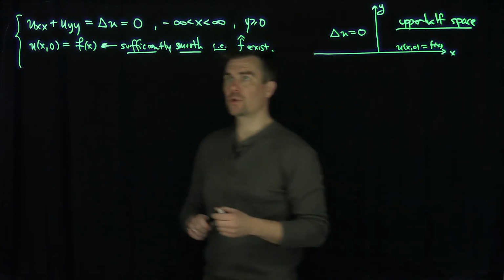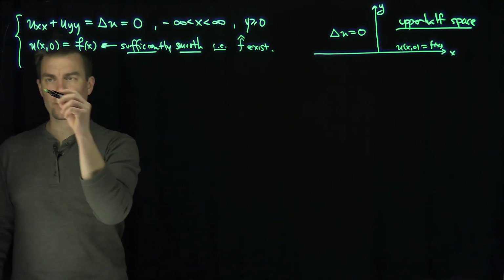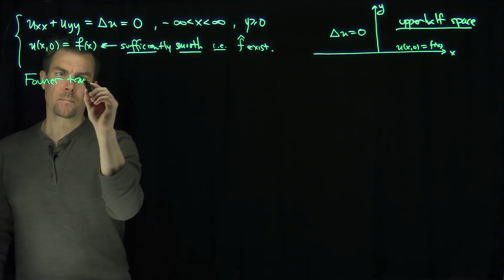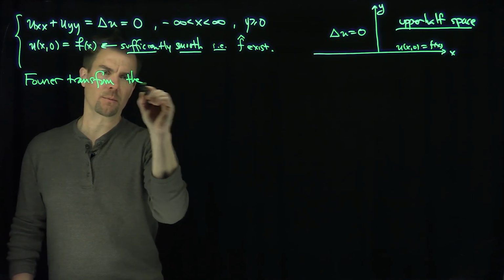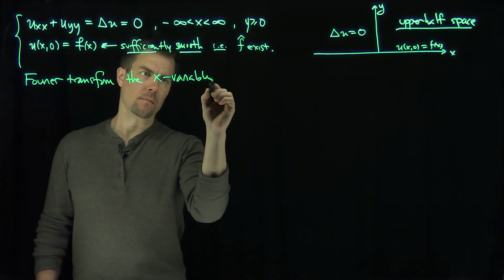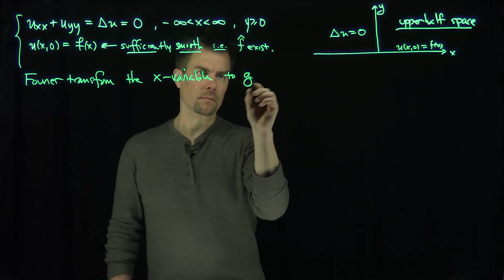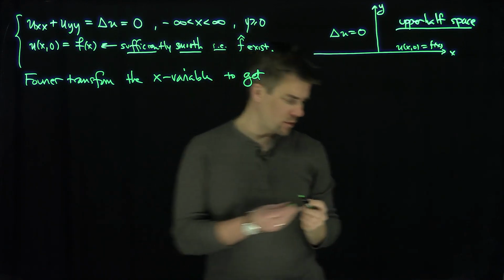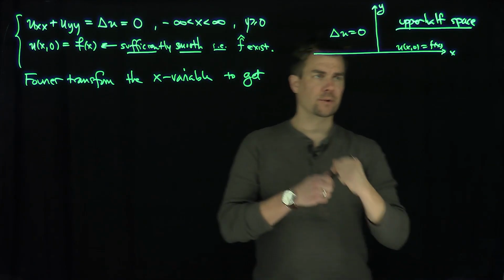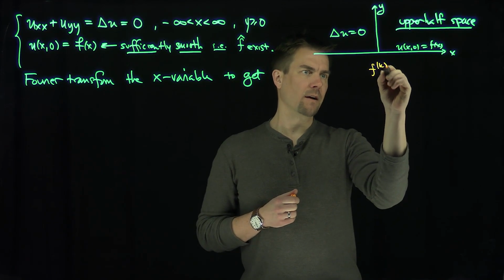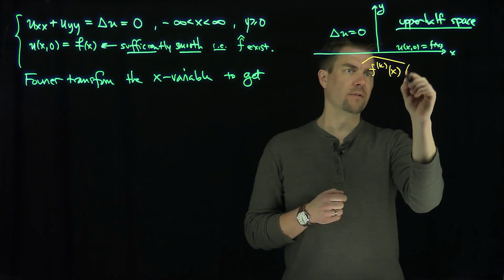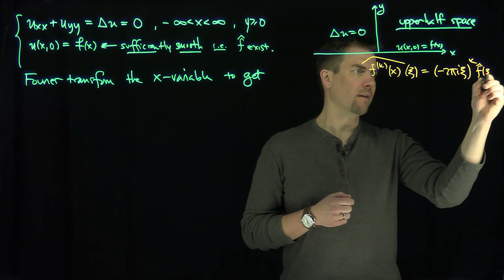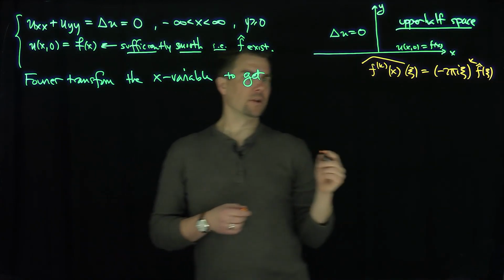And so what we're going to do, of course, is Fourier transform one of these variables. So I'm going to Fourier transform the x variable. If we Fourier transform both sides of the equation, what do we have? Recall the rule for Fourier transforming a derivative: if I have the k-th derivative of f and we Fourier transform, we get (negative 2 pi i xi) to the power k times f hat of xi. So derivatives turn into multiplication. That's our rule for differentiation.